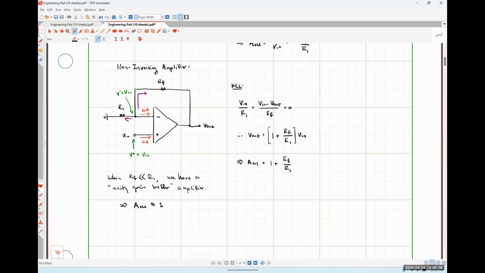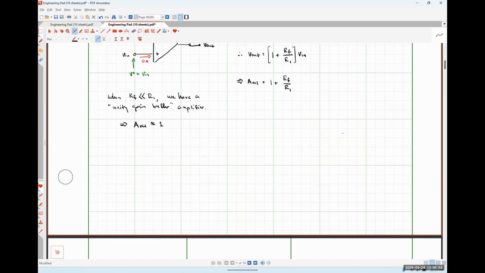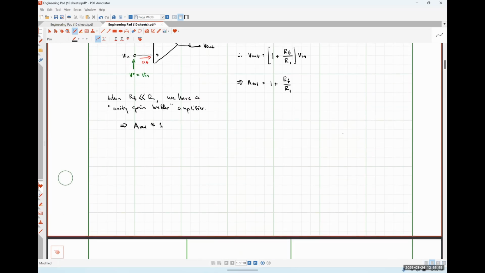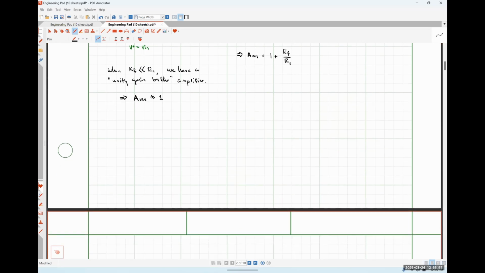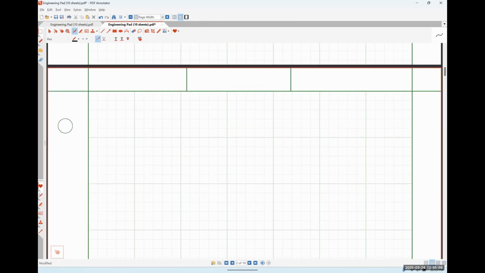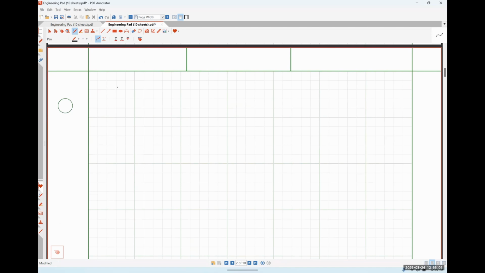Okay. So we've talked about the inverting amplifier. Now we've talked about the non-inverting amplifier. Let's do summing amplifiers first, and then we'll do differencing amplifiers. Okay. There's not enough room down here, so I'm going to scroll to the next page. So this next guy that we're going to look at is the weighted inverting summer.